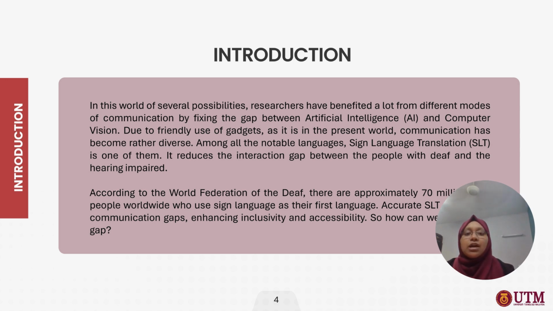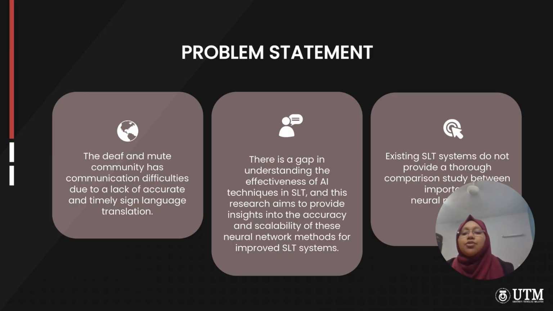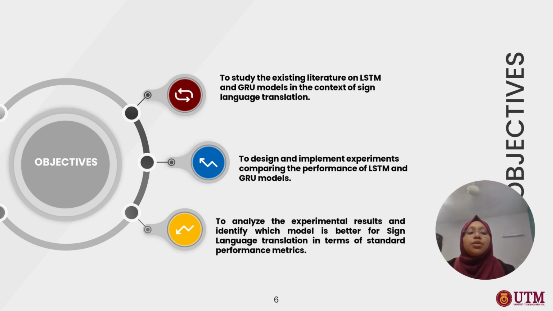So, let's move to the problem statement of the research. Firstly, the deaf and mute community has communication difficulties due to lack of accurate and real-time sign language translation. Secondly, there is a gap in understanding the effectiveness of AI techniques in sign language translation, and this research aims to provide an insight into the accuracy and scalability. And thirdly, existing sign language translation systems do not provide a thorough comparison between the most popular neural networks.